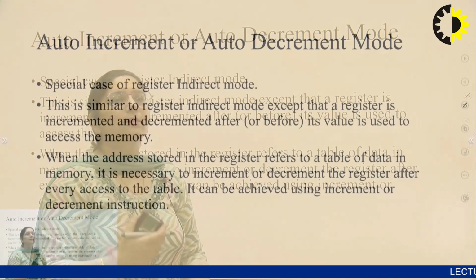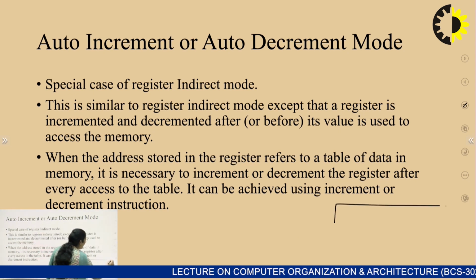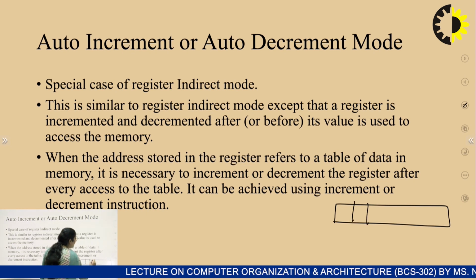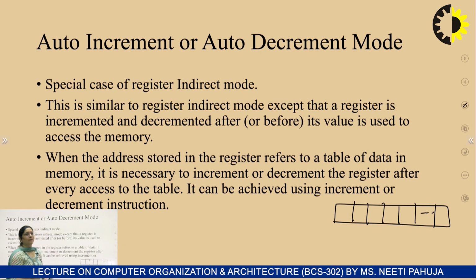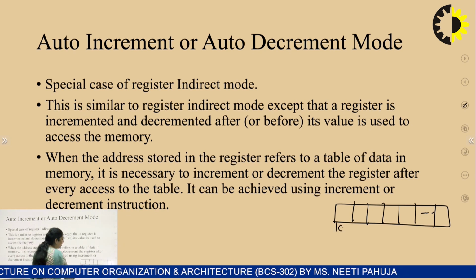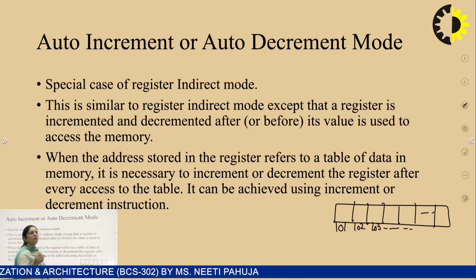Moving on from register indirect mode, it has a special case which is called auto increment or auto decrement mode. This is a special case of register indirect mode. When we use this mode, for example, if I have a table of locations and all these things are fetched sequentially, like I need to find the value from memory location 101, then from 102, then from 103 and so on, I need to access all these values. So I use the auto increment mode.